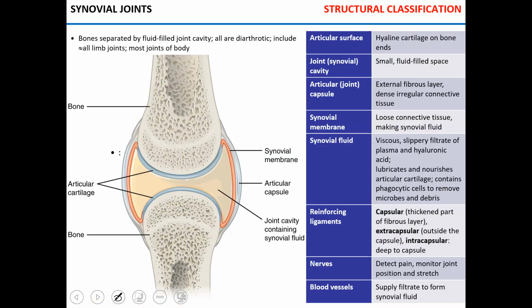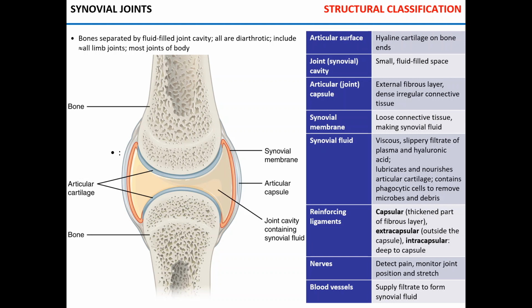Synovial joints. In this case, bones are separated by the fluid-filled joint cavity. All synovial joints are diarthrotic, meaning that they freely move. All limb joints, well, almost all, radioulnar is not, but practically all limb joints are synovial joints. That's the vast majority of the joints in the body.